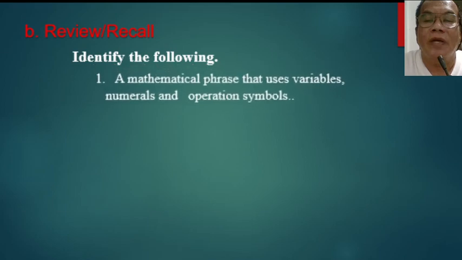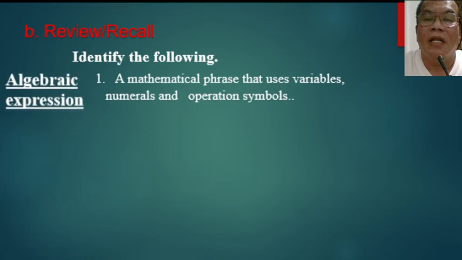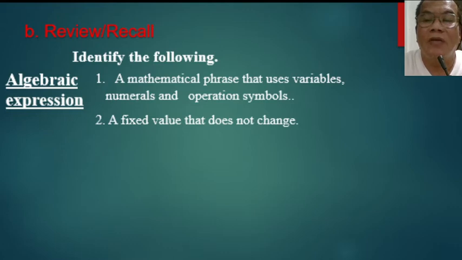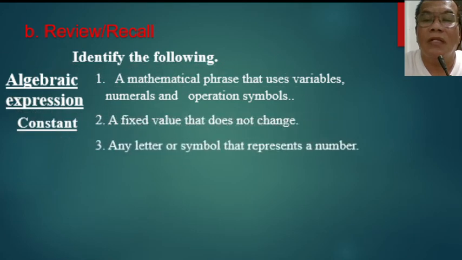And for our review, let us recall by identifying the following statements. A mathematical phrase that uses variables, numerals, and operation symbols, what do you call that? That is an algebraic expression. A fixed value that does not change, what do you call that? A fixed value that does not change is called a constant. Any letter or symbol that represents a number is called a variable.